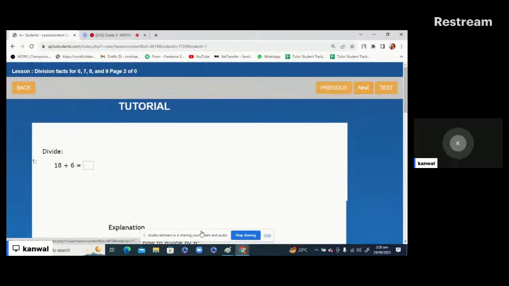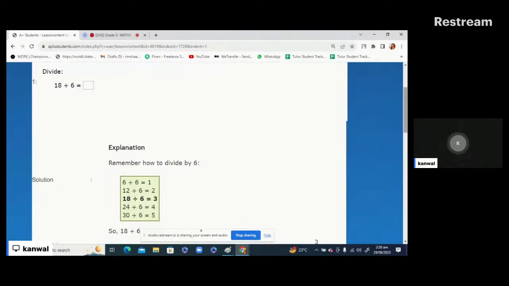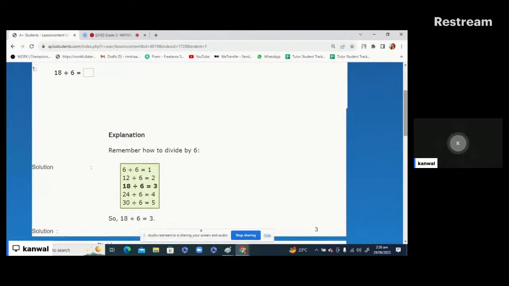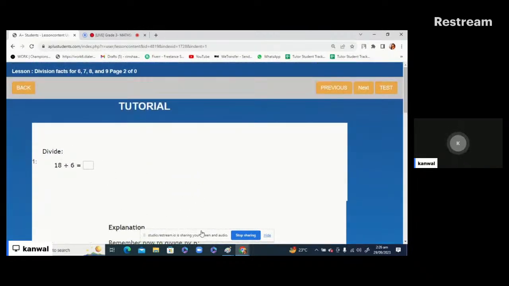Let's do two or more practice questions. 18 divided by 6. Now look at that question. Basically, here is again the table of 6. So 6 times 3 is 18. So it means that when you divide 18 over 6, then you get the answer 3. Now let's do the test question.